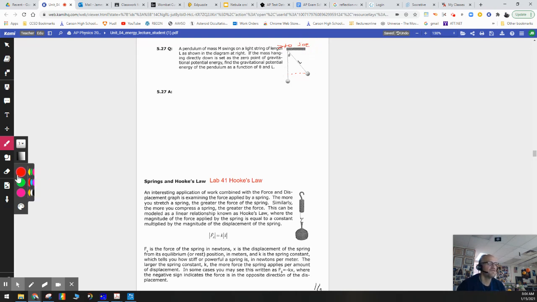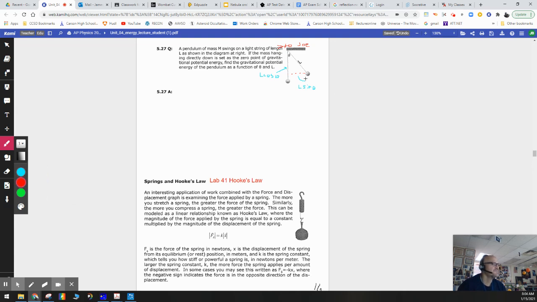Let's use maybe blue here. From Joe's perspective, if this is L, then what's this here? This length here is going to be L cosine of theta. L cosine of theta. And let's make it bigger, L here. And this here is going to be L sine of theta. L sine of theta.